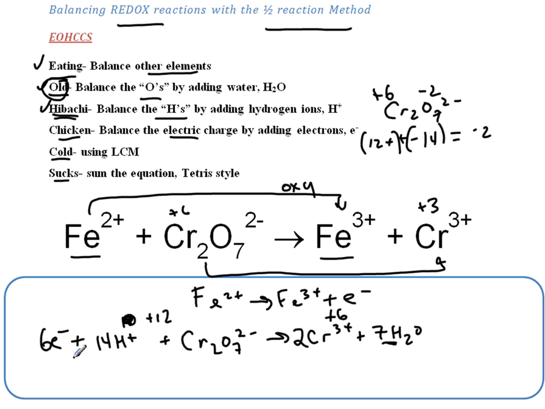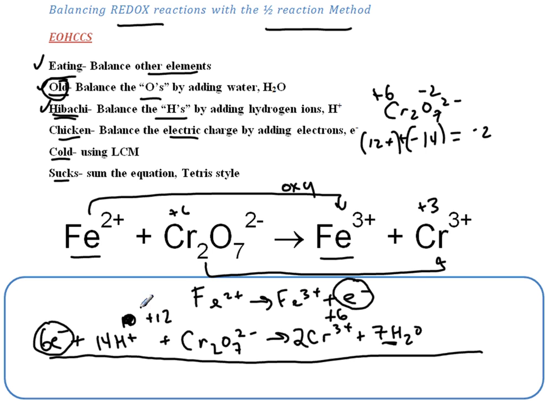Now, what's critical in a redox reaction is the electrons have to cancel. At this point, I have 1 there and 6 there. So I'm going to multiply the top by 6. Then what happens is my electrons cancel. The n number we use in electrochemistry is equal to the number of moles of electrons transferred in a reaction. That's going to be 6 in this case.